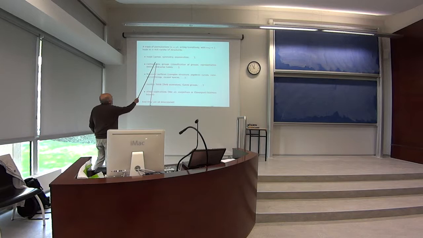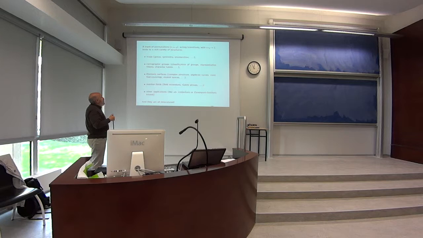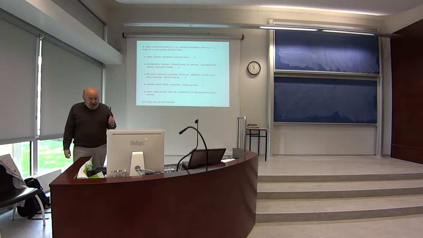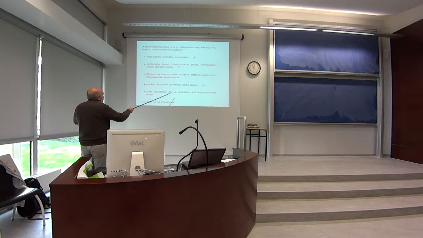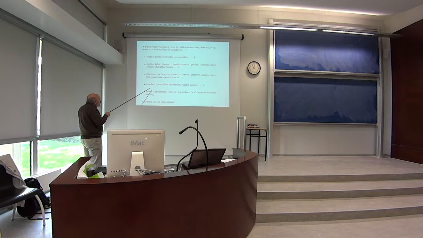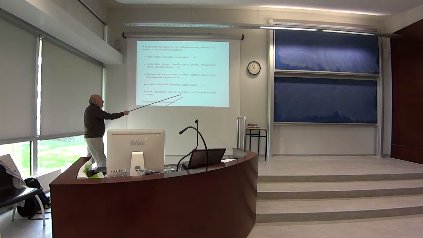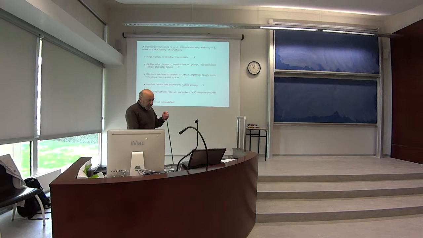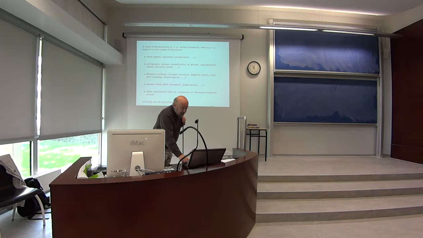First of all, maps. People study maps, they enumerate them, they construct symmetric maps, they construct embeddings of specific graphs, and so on. Riemann surfaces with all that goes together with them: complex structure, algebraic curves, ramified coverings, moduli spaces, and so on. Number fields, Galois theory, and other applications like the Stothers-Mason bound, which I showed yesterday. And all this is interrelated.